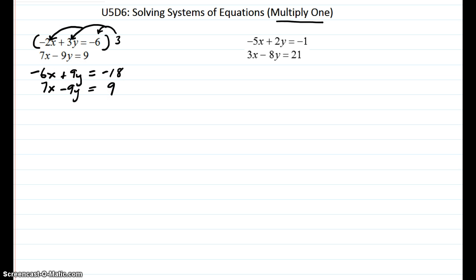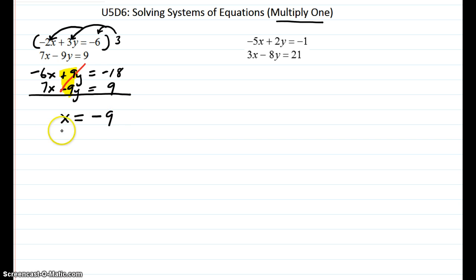And now you can see that we have our opposites. And that's what we need to use this way of solving. So now we add them together, and these are going to drop out. So this goes away, which is what we want. And so negative 6 plus 7 just gives me 1x, or just x. And now I have different signs. So I have more negatives, so it's going to be a negative. And then you subtract 18 minus 9 gives me x equals negative 9.